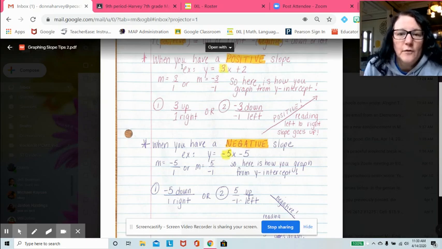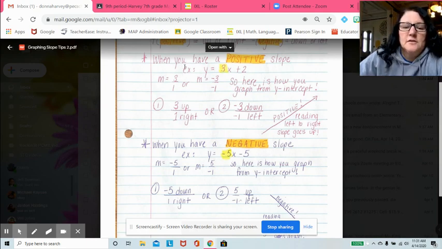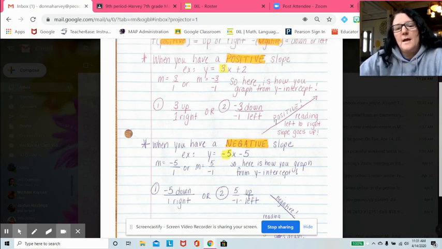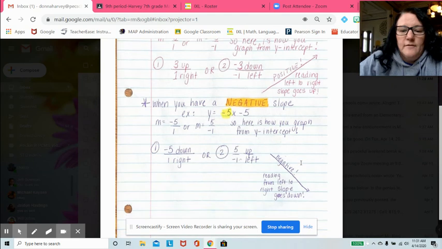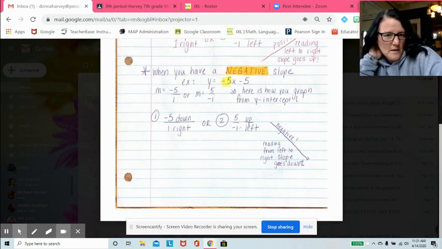Okay, how do you know that you did it right? So if you make a line and your slope goes from left to right and you get a positive or an up, reading it from left to right, it goes up, that means your slope is positive and you did it right.